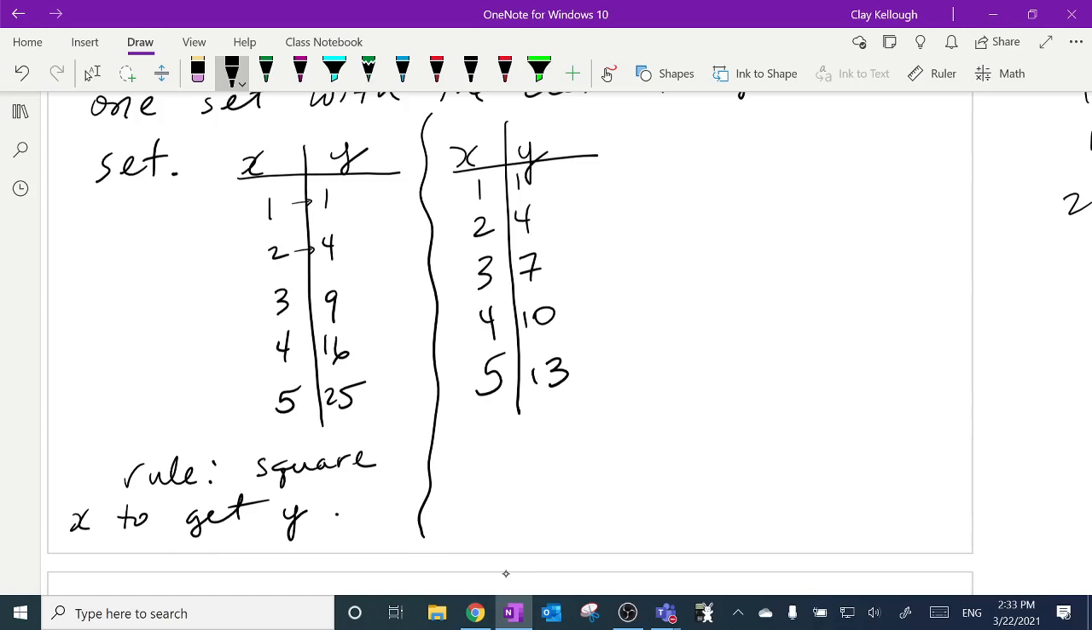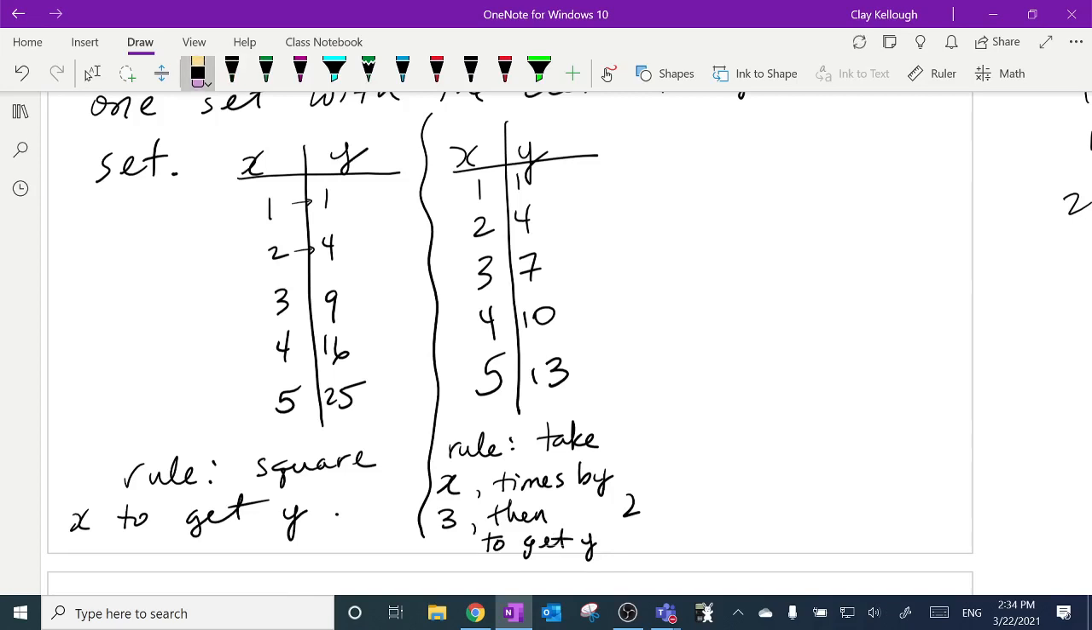Here's the problem with the previous number plus something: I like to be able to jump anywhere I want in the pattern. What do you think it is? There it is. The rule is take X times by 3, then add 2 to get Y. Oh, yeah, thank you. Minus.